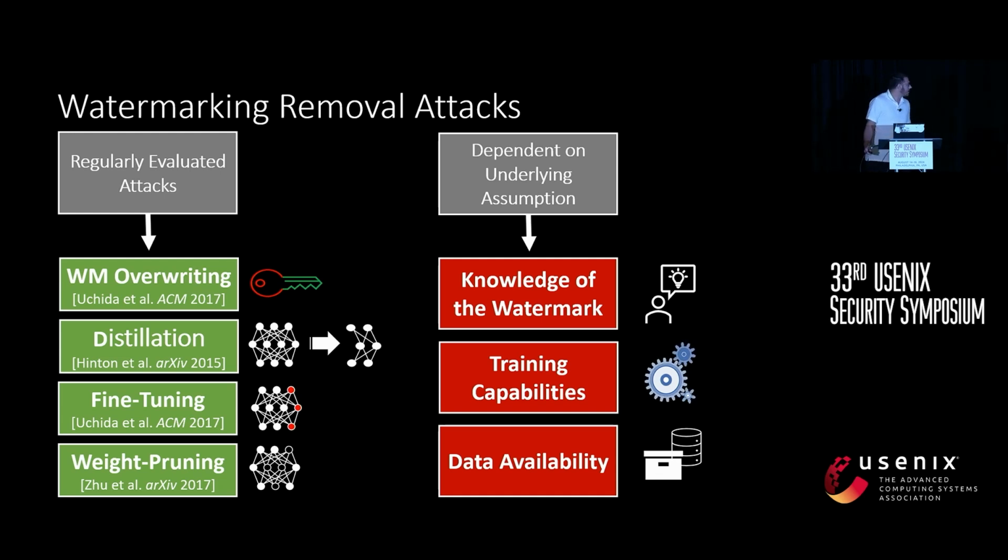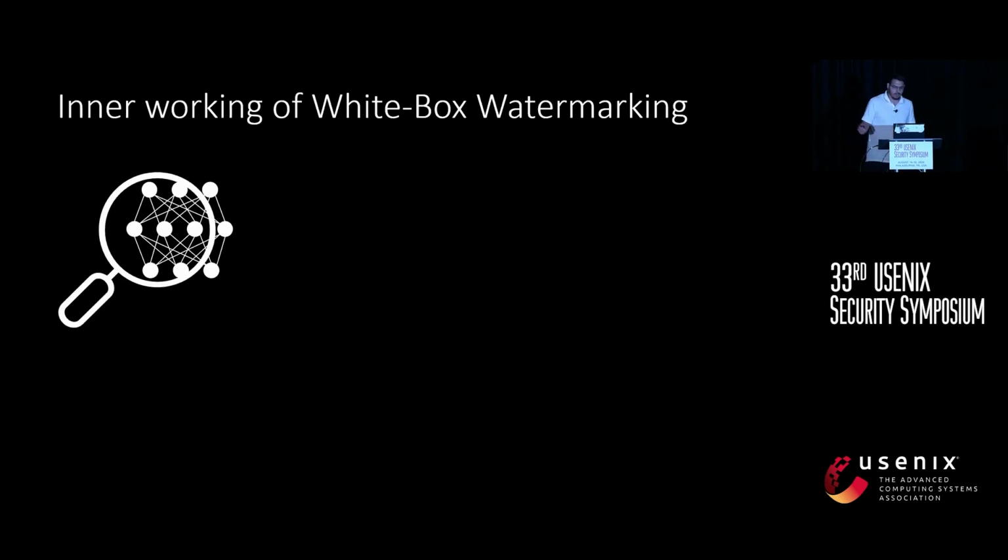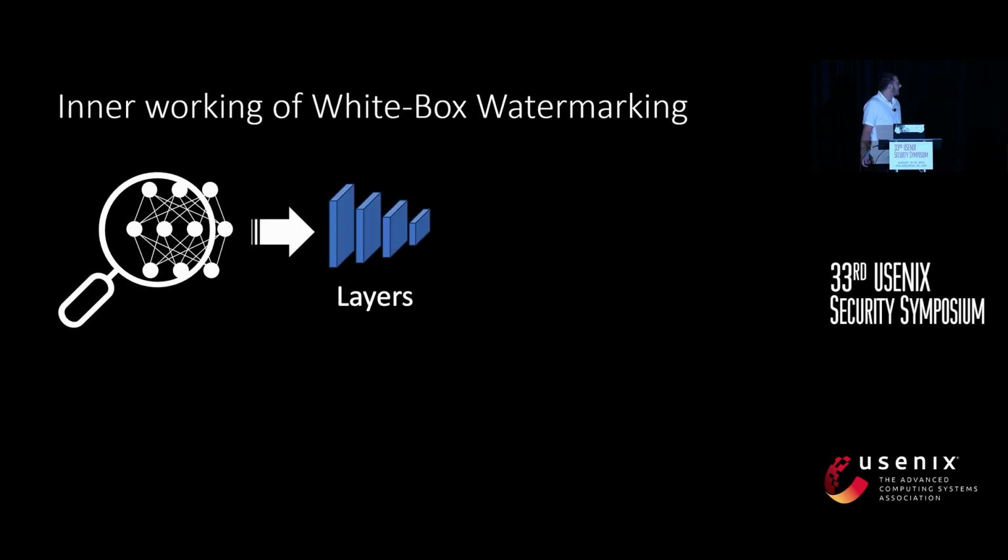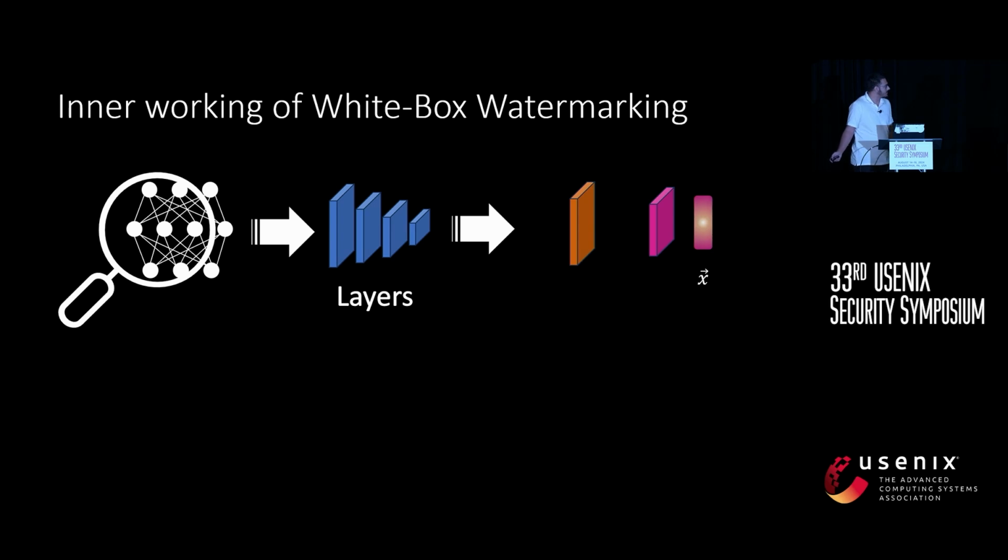So let's look more in depth at how white box watermarking works. We have a model that is a sequence of layers. Then we have the input that is passed through each layer, and then it's multiplied by each layer. And we obtain the output.